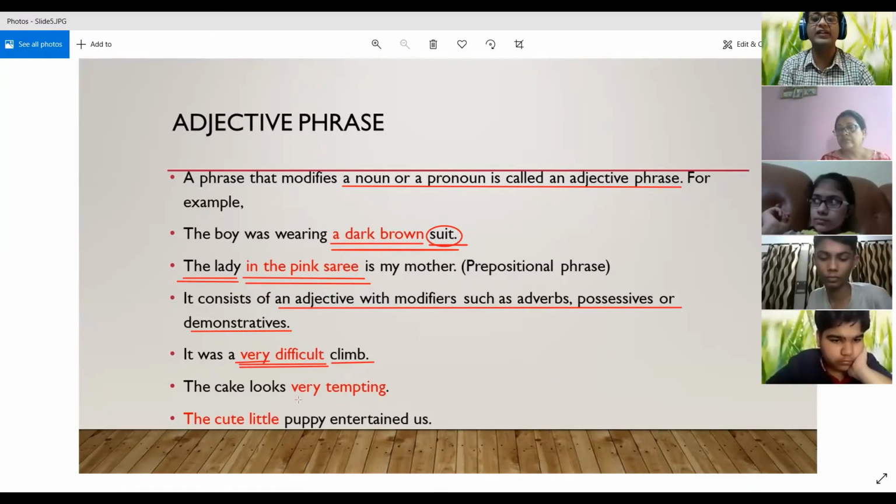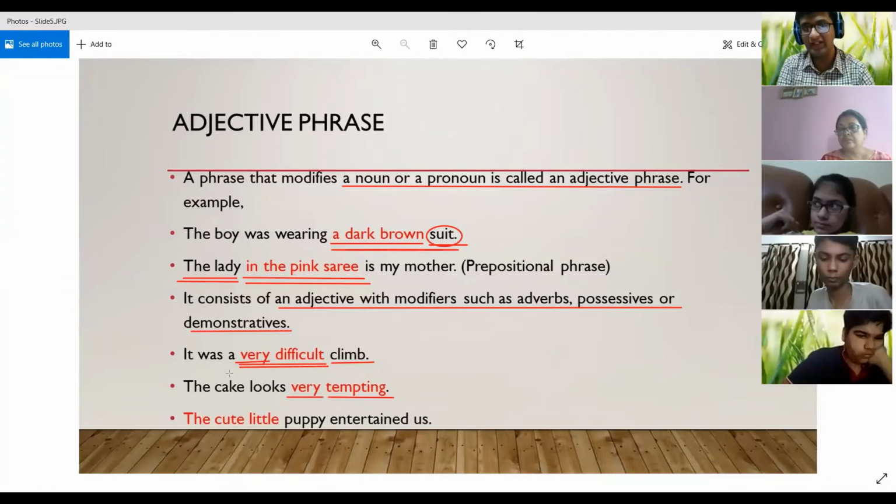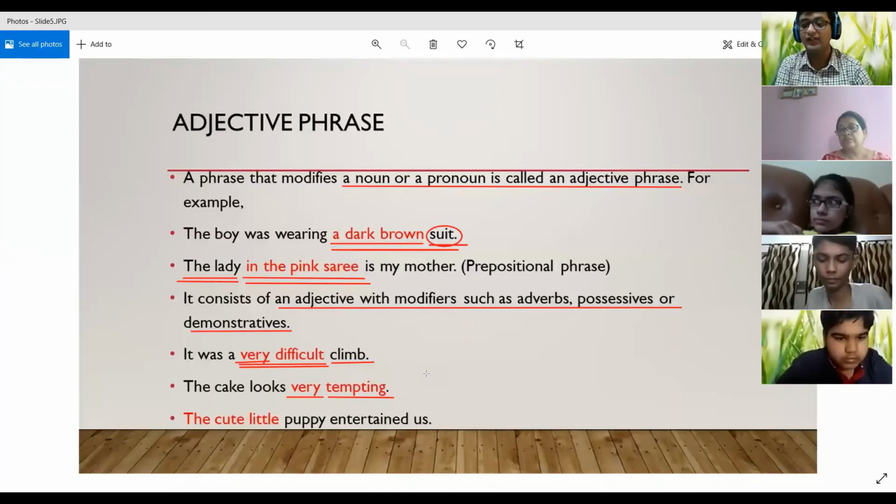Now, the cake looks very tempting. So over here again, the cake looks what? It looks tempting. So tempting over here is an adjective. And very over here is again an adverb, an adverb of degree. So very tempting as a whole starts acting as an adjective phrase. Why? Because it is answering the question, how does the cake look, right? Cake is a noun and very tempting is describing the look of the cake. And this is the work of an adjective. The work of an adjective is to describe a noun. So over here, very tempting is describing the look of the cake. So very tempting as a whole becomes an adjective phrase, right?